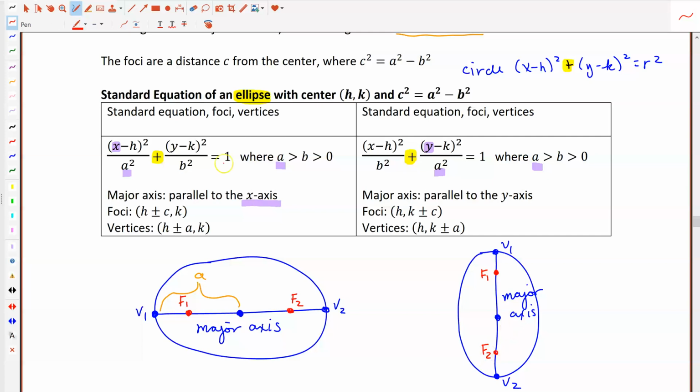A couple other things about this before we go on to some examples. I want you to notice in these standard equations, this number right here is always going to be 1. I will always have a 1 on these, which means I may need to complete the square.